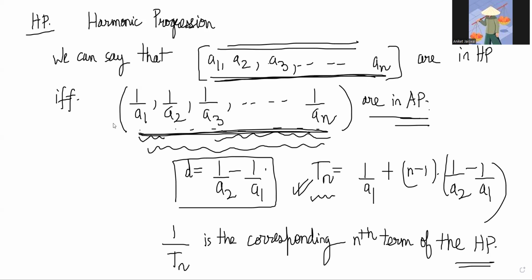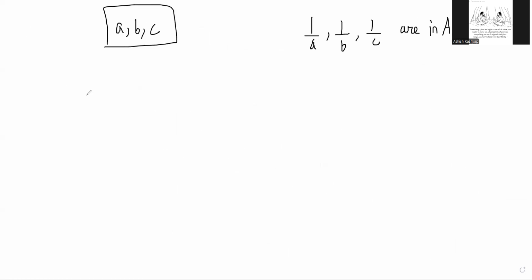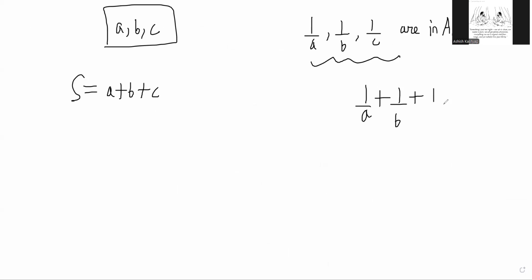Suppose you have three numbers which are in HP: A, B, C. I know that 1/A, 1/B, 1/C are in AP. But it is difficult to predict the sum of the HP terms, which is A plus B plus C. Even if you can find this, it might be hard to get from here to there. So there is no sum formula for HP.